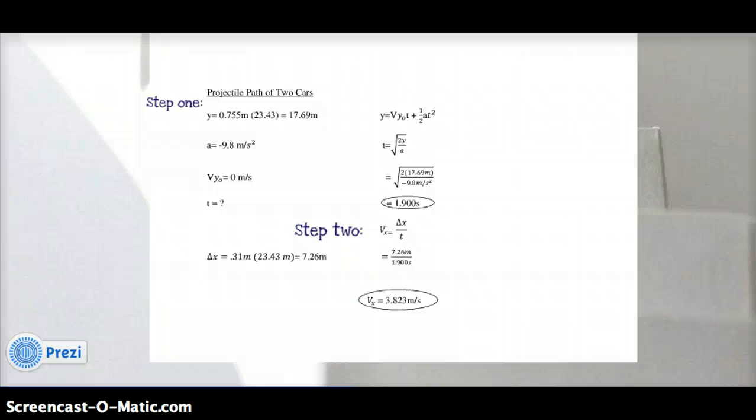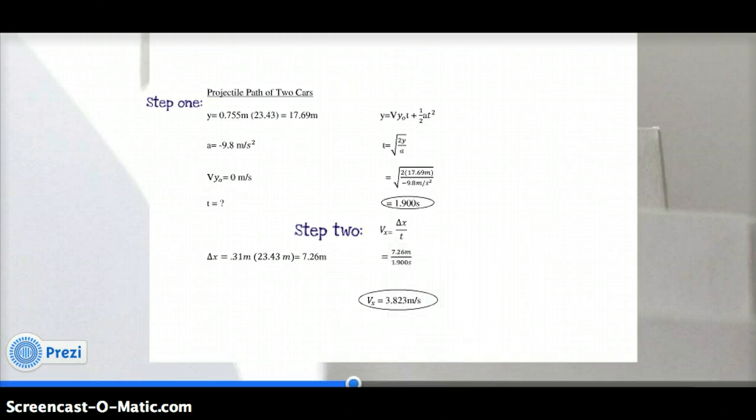To find Vx, we first needed to find time vertically. So we used the third kinematic, and we found time. Then we worked horizontally, and we used the equation Vx is equal to change in x over t to get the horizontal velocity of 3.823 meters per second. And that's the velocity they left the cliff at.